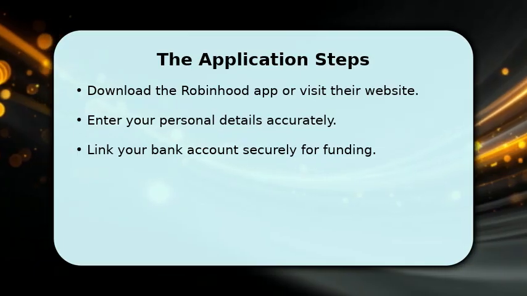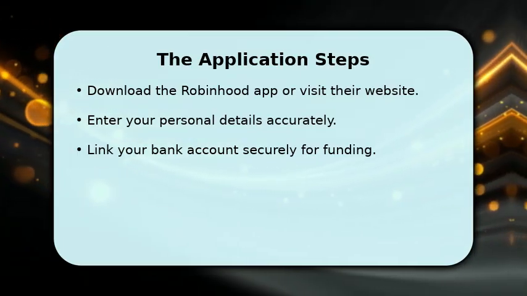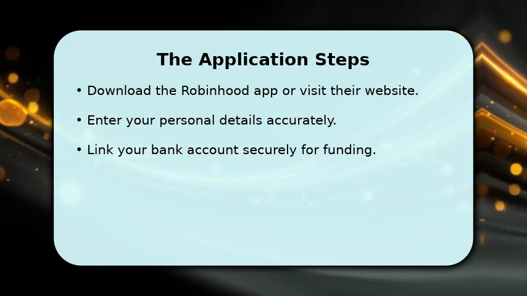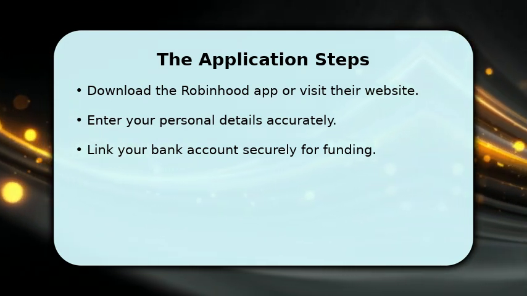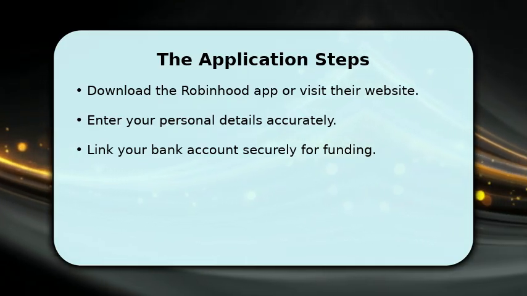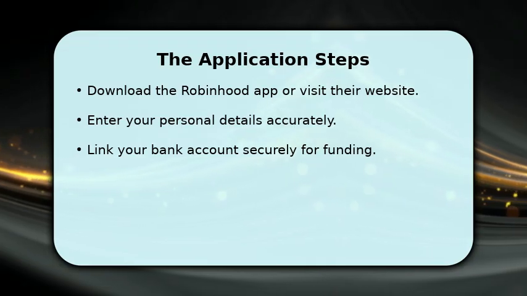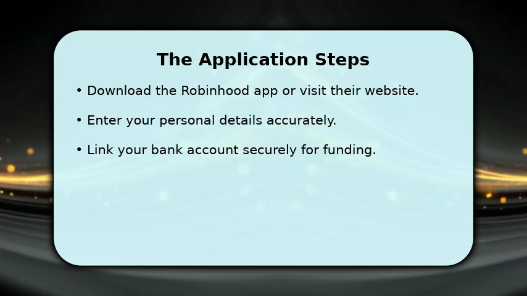Next, let's walk through the application. Begin by downloading the Robinhood app from your App Store or heading to their website. You'll then be prompted to enter your personal details, including your full name, date of birth, and address. Make sure all information is accurate. Finally, link your bank account. This is crucial for funding your new investment account securely.